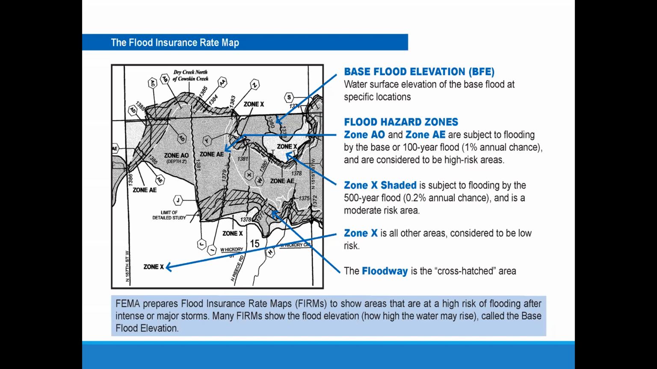On this map legend, you can see we have Zone AE. That's an area with elevations. That's where you have floodways. And our floodways are the areas shown with the diagonal striping. And then you can see hexagons with letters in them. Those are called cross sections.